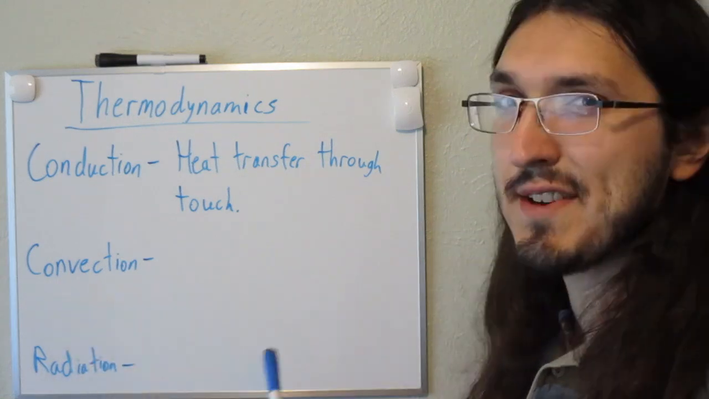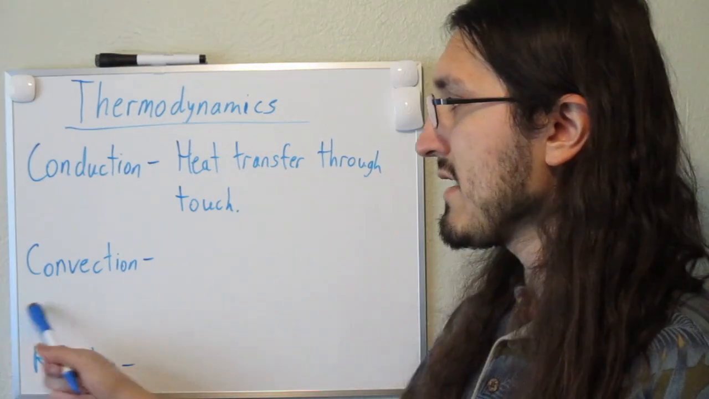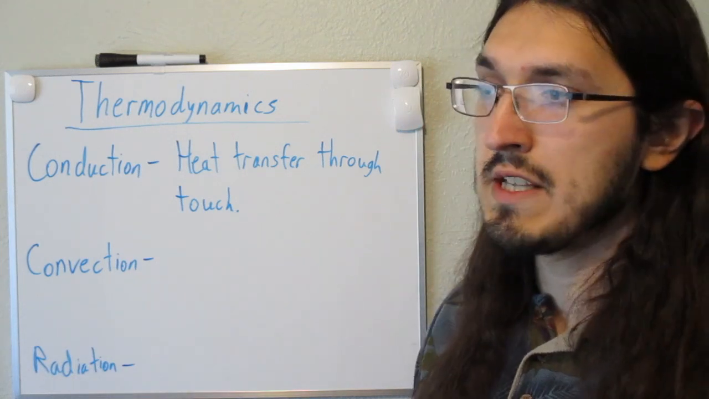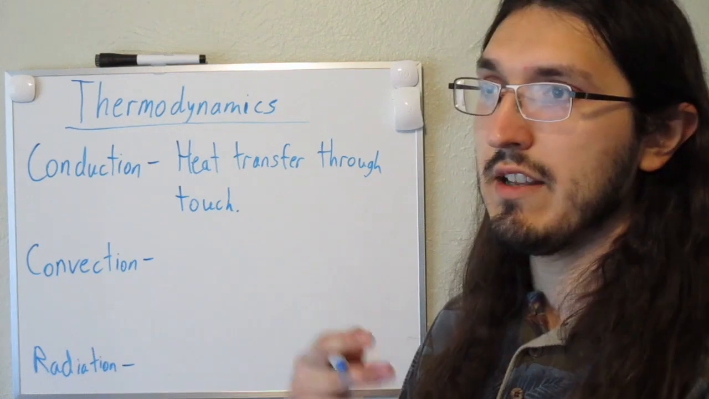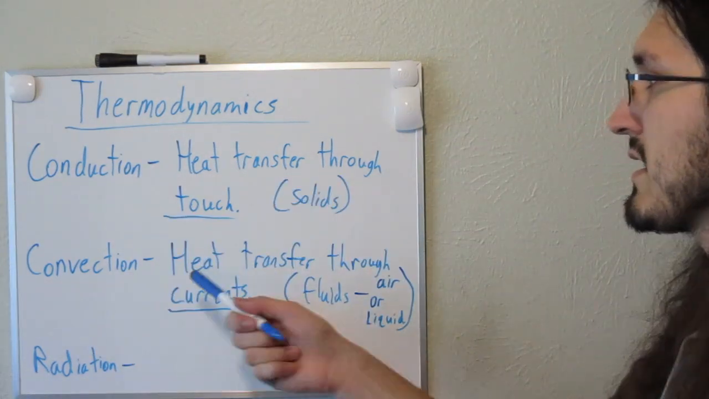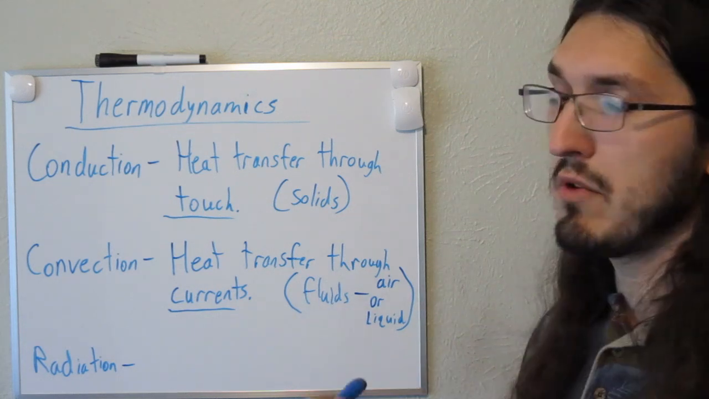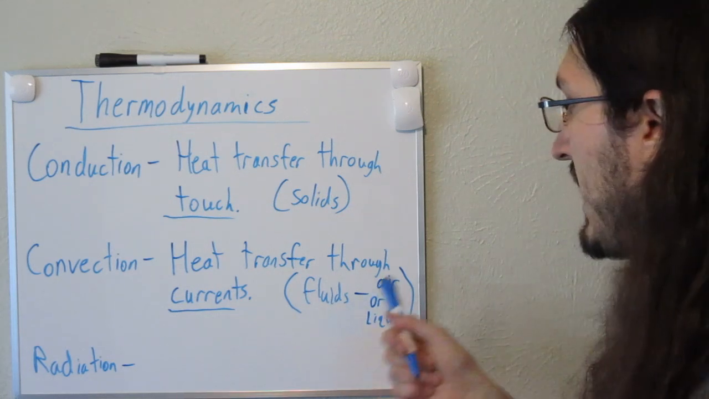The next form of heat transfer I want to talk about is convection. In the process of convection, heat is transferred through currents in fluids, so it can either occur in air or in liquids. Once again, this is how heat is transferred through fluids, and whenever fluids are transferring heat, they move in currents, and that includes both air and liquid.